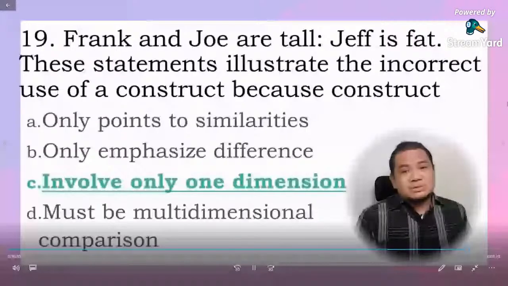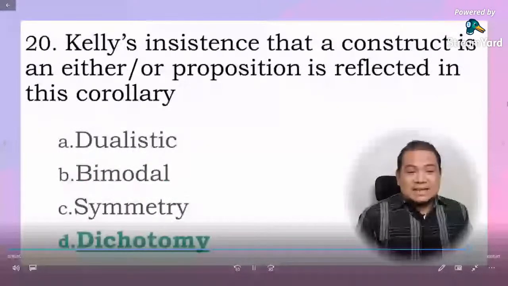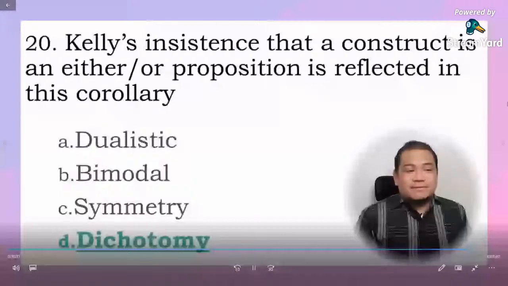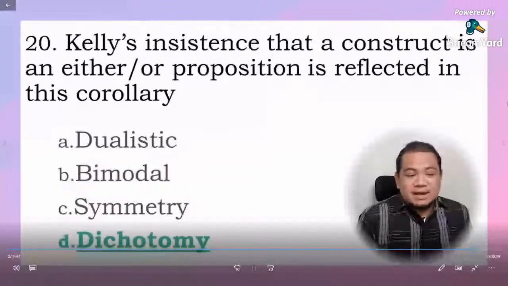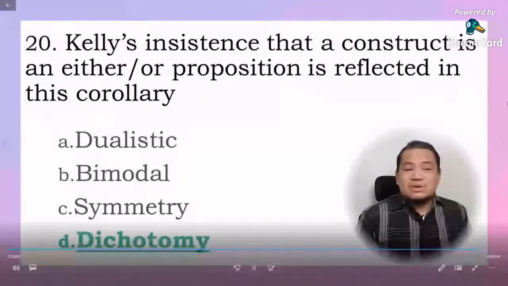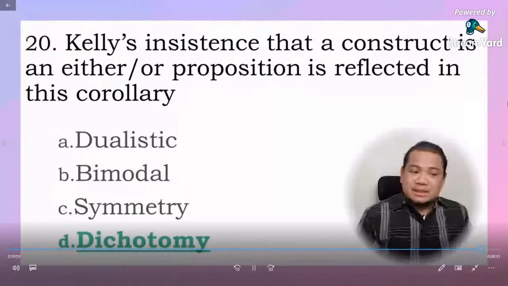And for our last number, Kelly's insistence that the construct is an either-or proposition is reflected in this corollary. The answer is letter D, dichotomy. If people construe events in dichotomized fashion, then it follows that they have some choice in following alternative courses of action. This is Kelly's choice corollary, paraphrased as follows: People choose for themselves that alternative in a dichotomized construct through which they anticipate the greater possibility for extension and definition of future constructs.